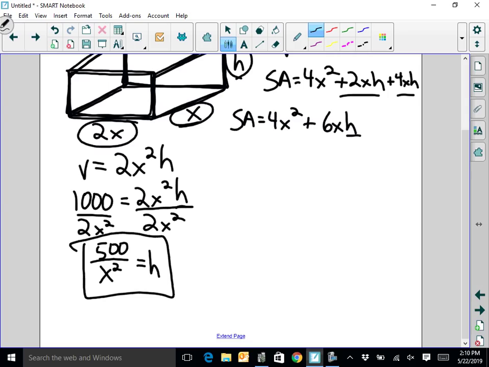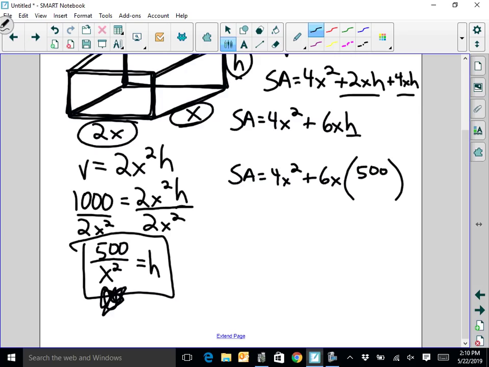So I'm going to rewrite my surface area now as 4x squared plus 6x. And instead of using h, I'm going to substitute in this right here as 500 over x squared.